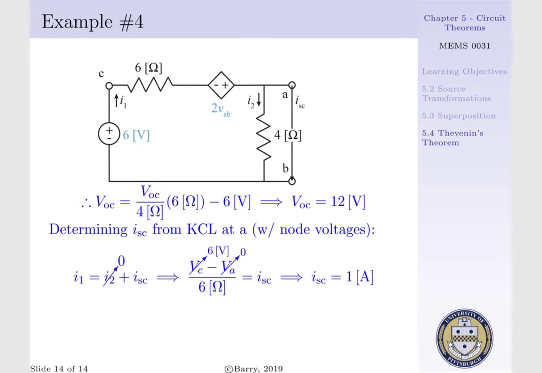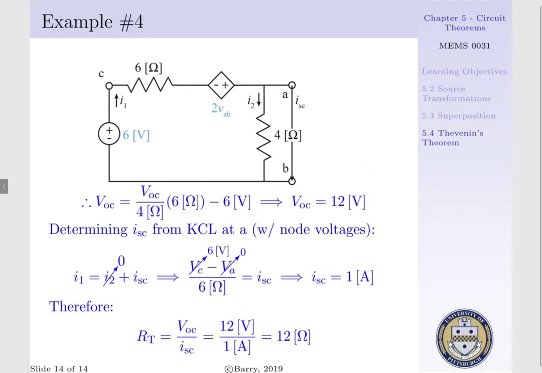We recognize that I2 will be equal to 0, for our current will not flow through a 4 ohm resistor, but rather take the short, such that our KCL equation at node A is reduced to I1 is equal to ISC. Now if we employ this in terms of our node voltages, VC is equal to 6 volts, and VA is going to be equal to 0 volts. For node A is connected to node B via our short, and node B is assumed our lowest potential node. Therefore, our short circuit current is found to be 1 amp.